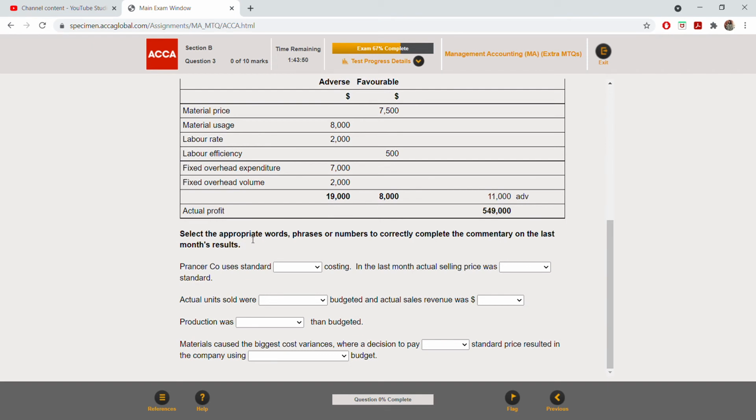Select the appropriate words, phrases, or numbers. It could be a word, it could be a phrase, or it could be a number to correctly complete the commentary on the last month's results. Okay. So now, Prancer uses standard, absorption, or marginal costing. To understand this, you need to see.